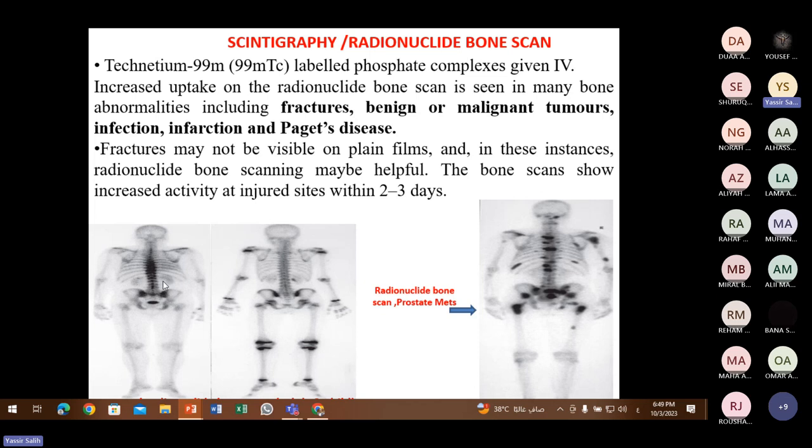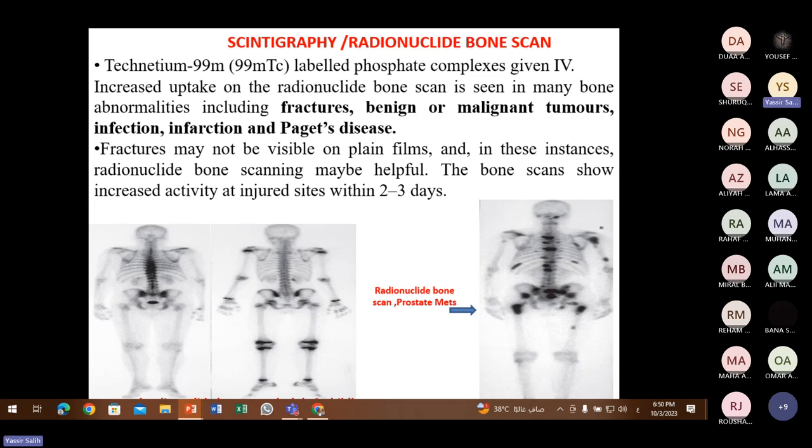You can see the kidneys, right and left. And in children, you can see the growth plate, the basal plate, normally shows uptake and appears darker. This is normal. So this is a radiopharmaceutical injected IV to assess the uptake. Many diseases can show abnormal increased uptake, in case of fracture, tumor, benign or malignant, infarction, infection, or Paget's disease, all these conditions.